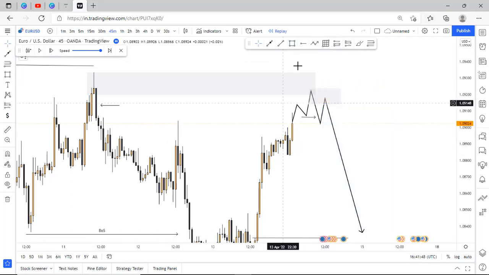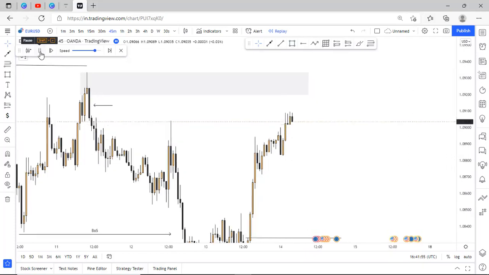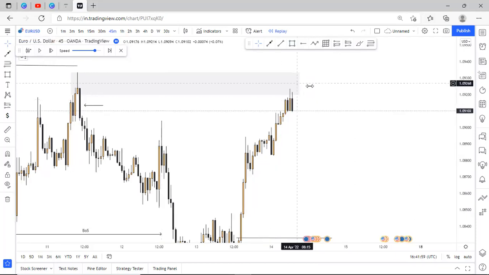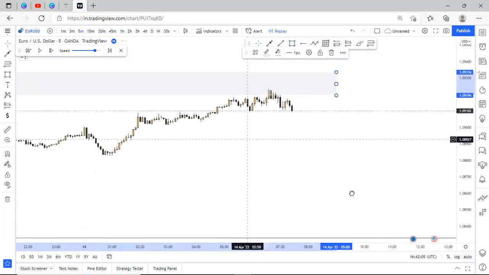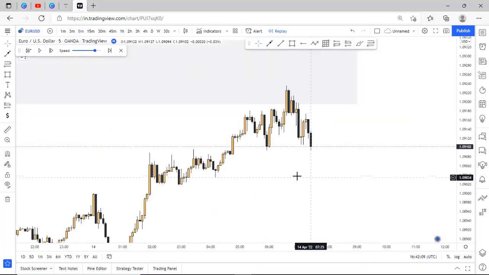Now, all we need to do is wait for price to come into this point of interest from the 45 minute time frame. As you can see, this zone has now been mitigated. All we need to do now is go to the lower time frame, mark out our structure, wait for a break of structure, look for entry, and take our sell trade.